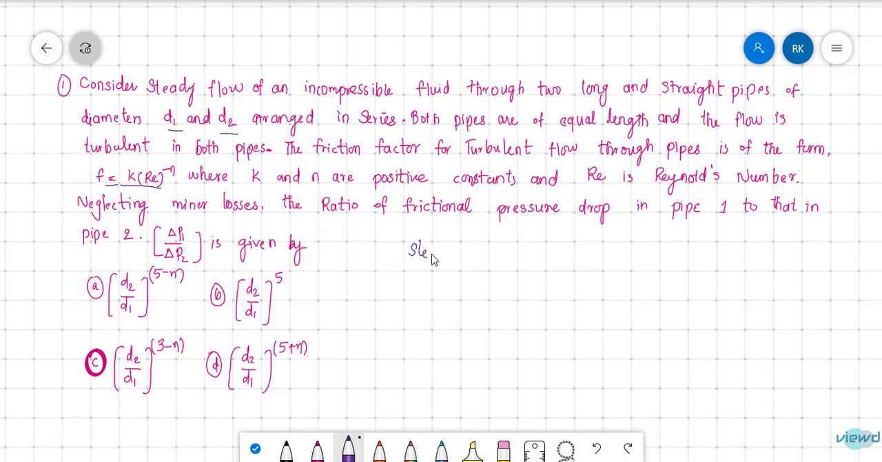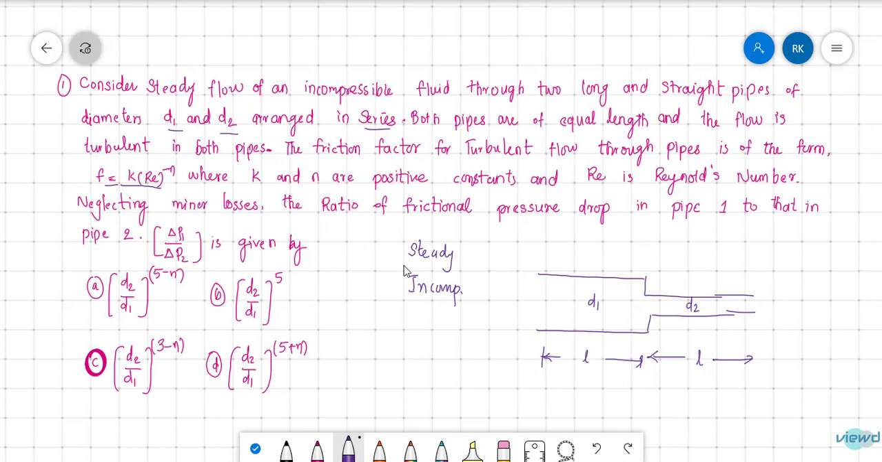The flow is steady and the fluid is incompressible, through two long and straight pipes of diameters d1 and d2. So these are arranged in series. This is diameter d1, this is diameter d2. Both pipes are of equal length. This is L and this is also length L.